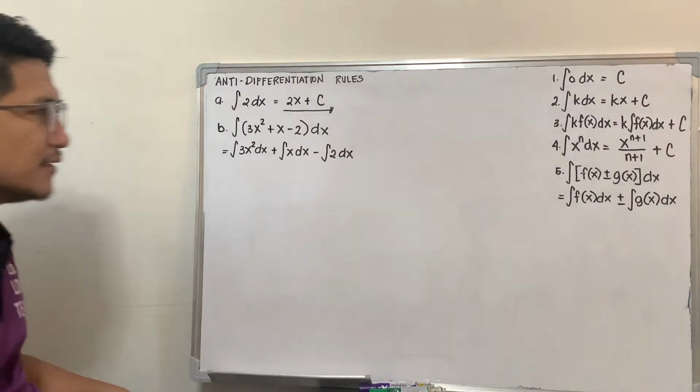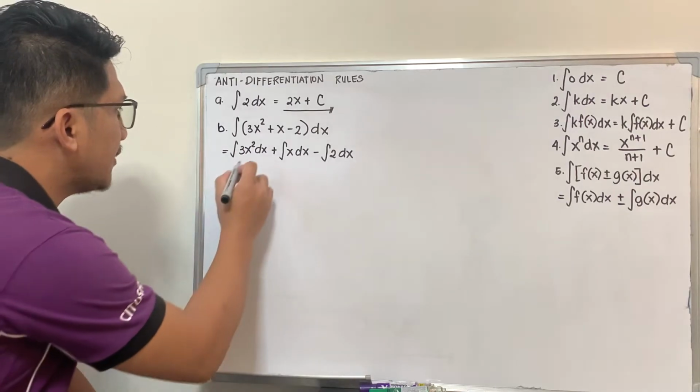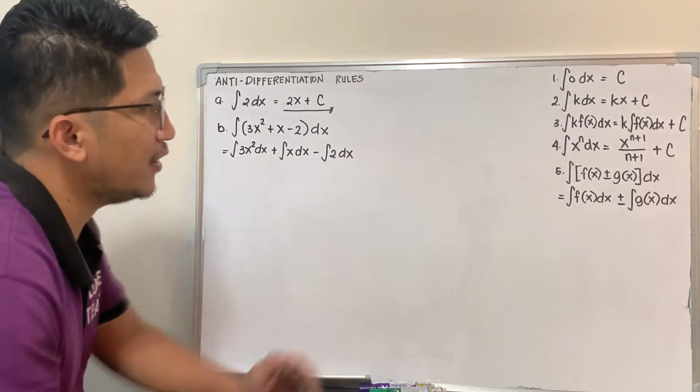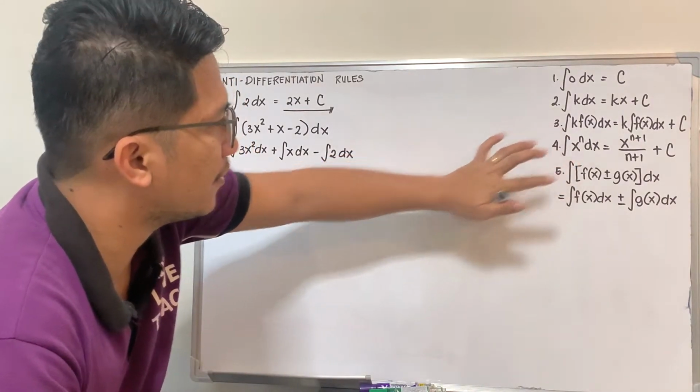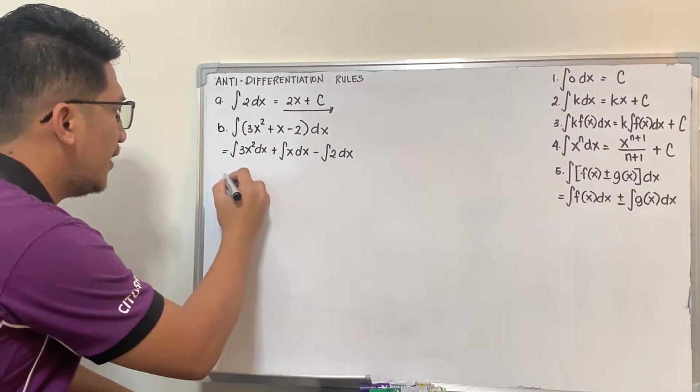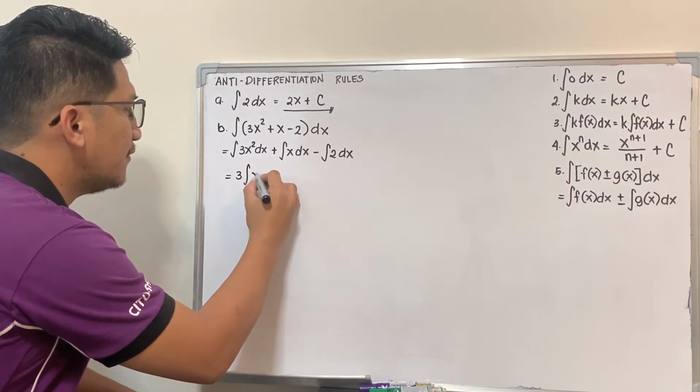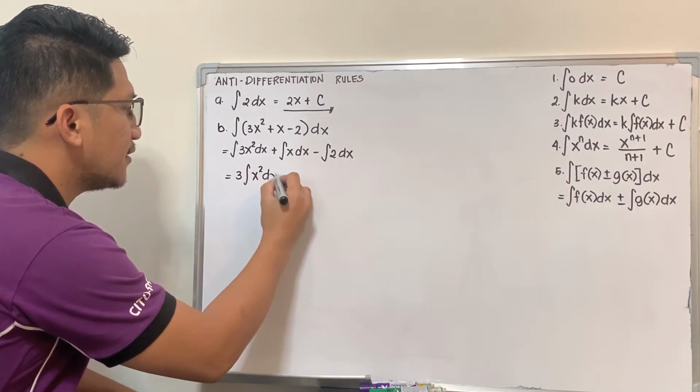Then apply the necessary rules. Example: 3x squared. Di ba, may 3? Oo, may 3. So pwede mong gamitin ang rule number 3, numerical coefficient. Anyway, pwede na siyang ilabas. This is 3 times the integral of x squared dx.